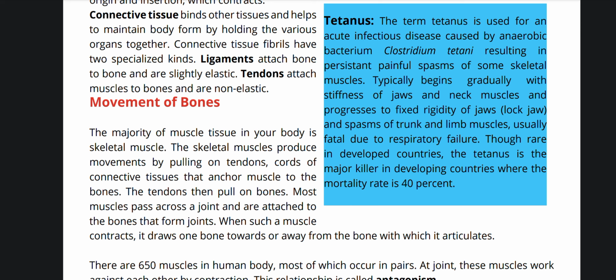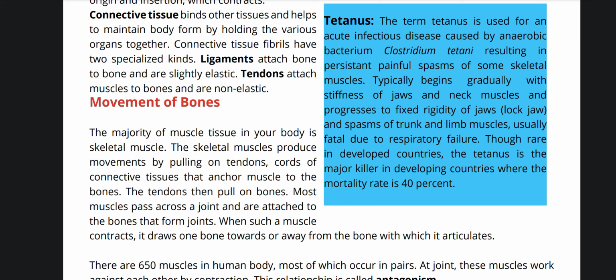Tetanus. The term tetanus is used for an acute infectious bacterial disease caused by an anaerobic bacterium, Clostridium tetani, resulting in persistent painful spasms of some skeletal muscles. It typically begins gradually with stiffness of jaws and neck muscles and progresses to fixed rigidity of jaws, lockjaw, and spasms of trunk and limb muscles, usually fatal due to respiratory failure.